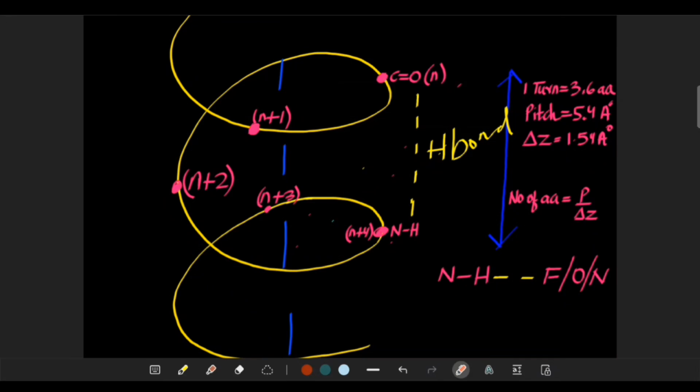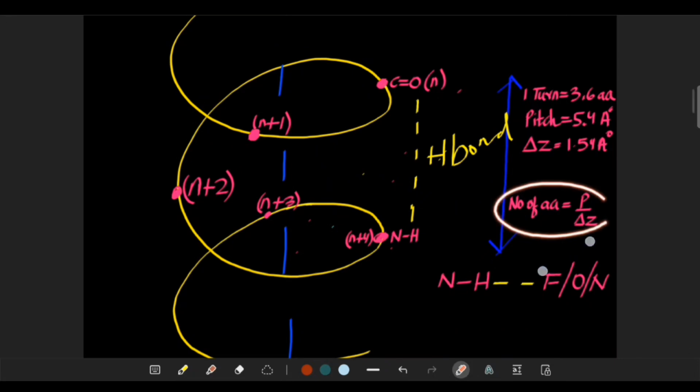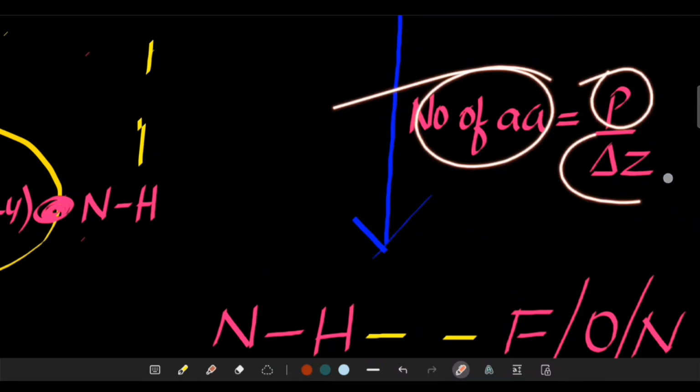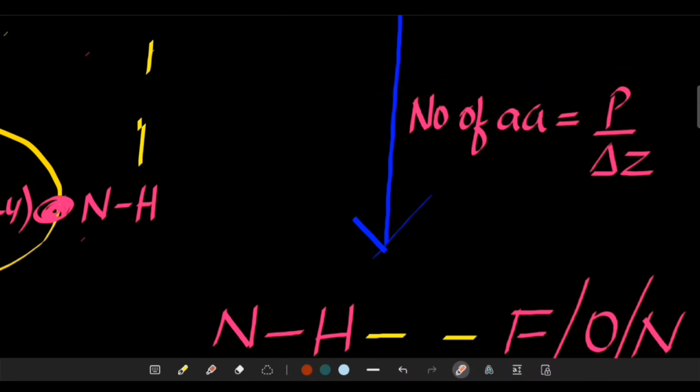Okay, and then there is a formula which says the number of amino acids equals pitch divided by axial height. So you can always interchange the formula, and if they have given you the pitch and the number of amino acids, then you can take out the axial height as well, right?